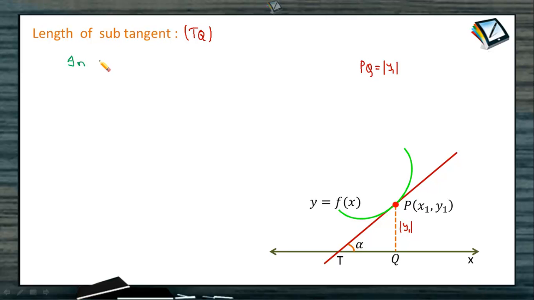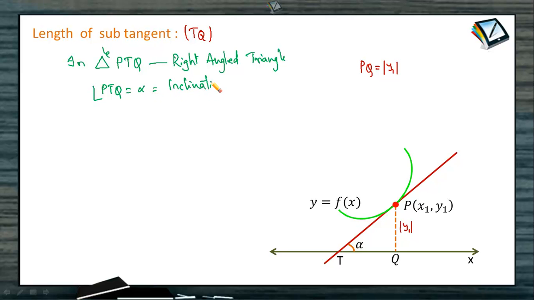Now again, for the evaluation of TQ, let's consider the triangle PTQ, which is a right angled triangle. Now in the right angled triangle, angle PTQ is alpha, which is the inclination of the tangent. Now if alpha is the inclination of the tangent, then we know that the slope of the tangent, that is tan alpha, is also given by dy by dx measured at the point P, where y is the curve. Then the differentiation at the point P will give us the tangent slope, right? Now look at the same triangle PTQ.